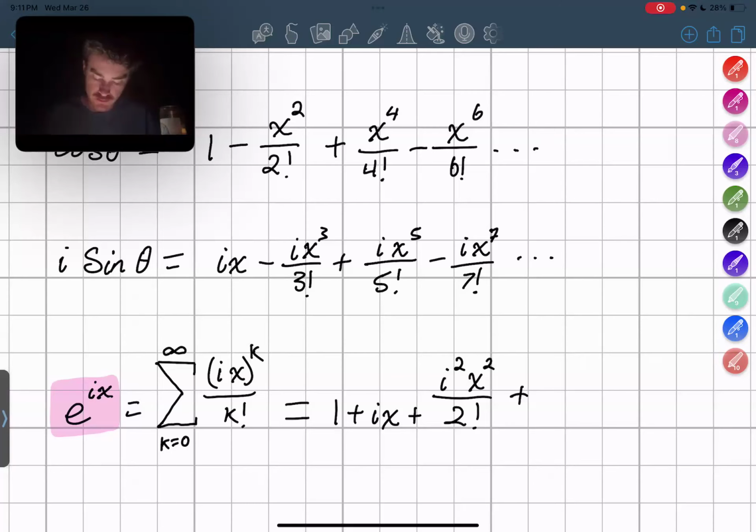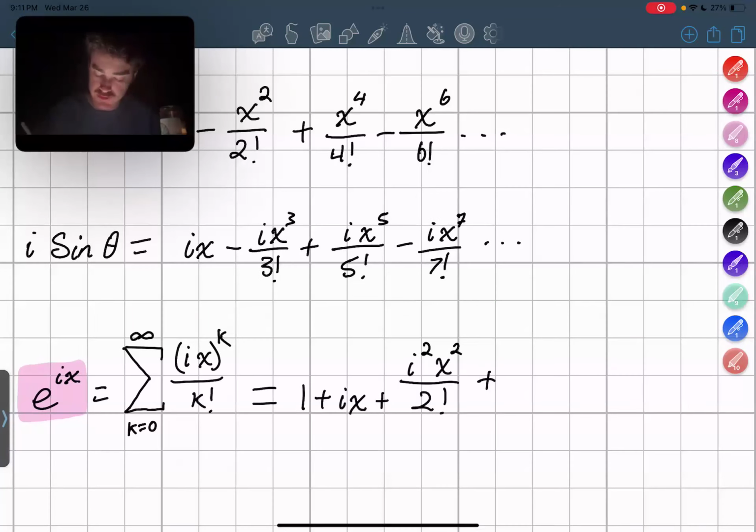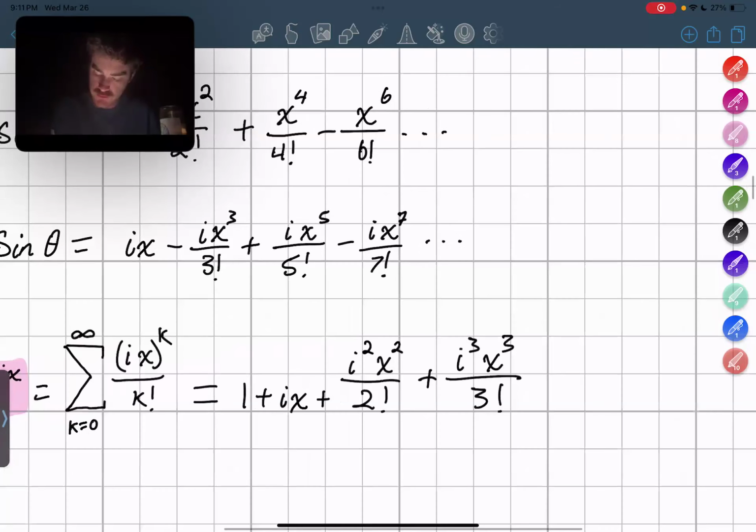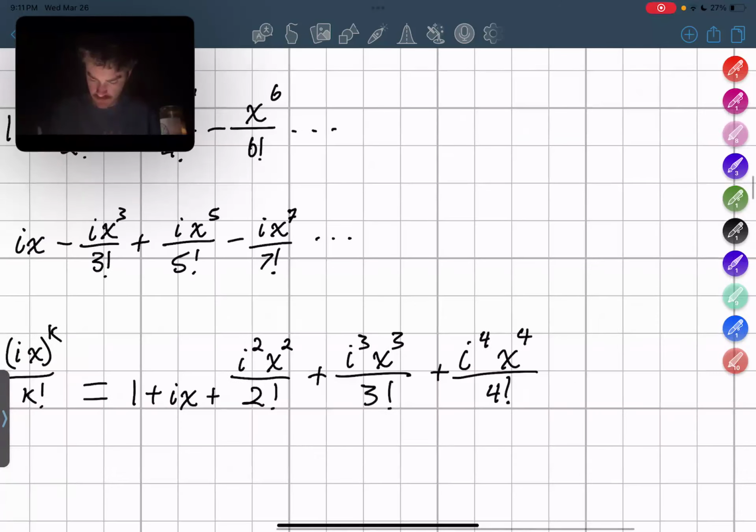I wrote out 3 of the terms here, but I want to write out a couple more so we can see something interesting that happens as we continue down this line. So we start at k is 0, then k is 1, then k is 2, and now k is 3, so it's going to be i cubed times x cubed over 3 factorial. And we'll do a couple more. i to the 4th times x to the 4th over 4 factorial, and let's just throw one more in, because why not? i to the 5th times x to the 5th over 5 factorial.